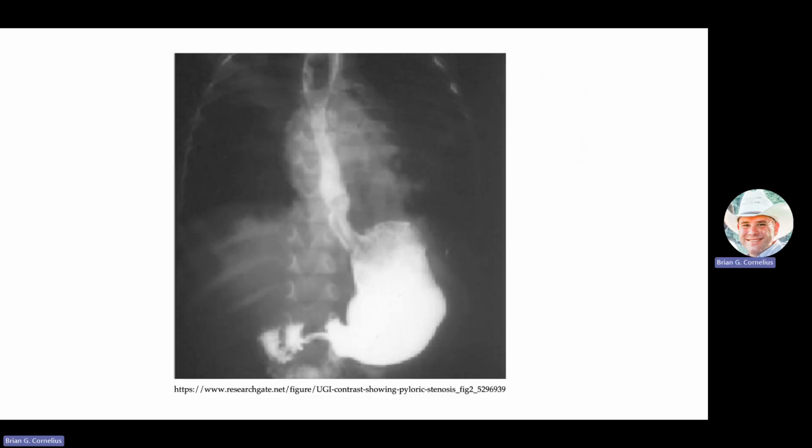And this is just an example of that barium swallow study. You can see the barium coming down the esophagus, and then it's pretty easy to identify the pyloric stenosis in the distal stomach.